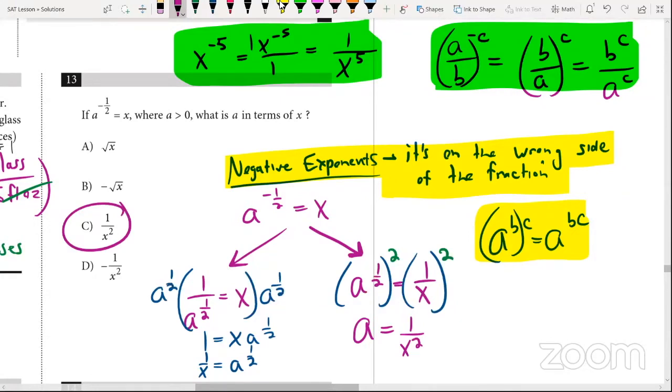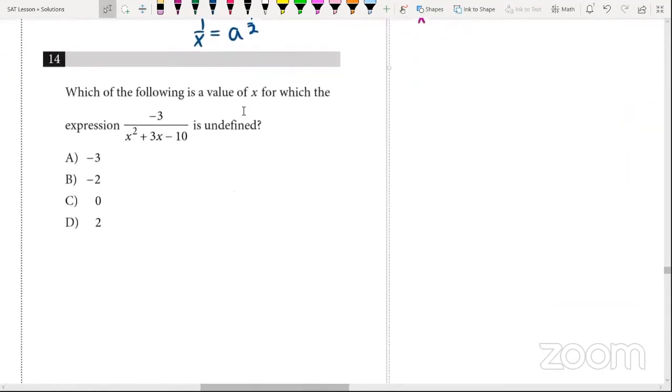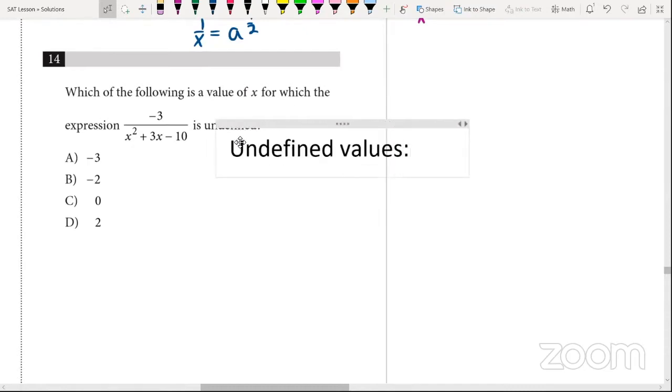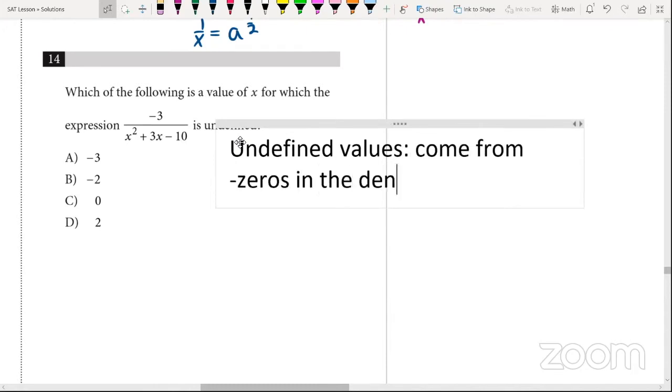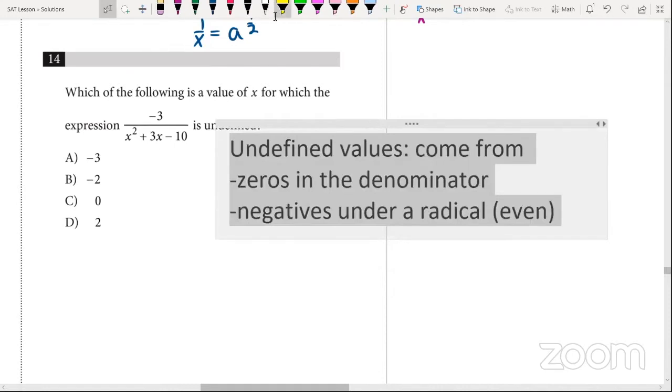Now we're going over to number 14. So number 14 is kind of quizzing us on our understanding of what makes an expression undefined. Undefined values come from zeros in the denominator or negatives under a radical, but what I want to say is an even radical, because I am allowed to have a negative number under a cube root, because the cube root of negative 125 is actually -5, and there's nothing wrong with that.